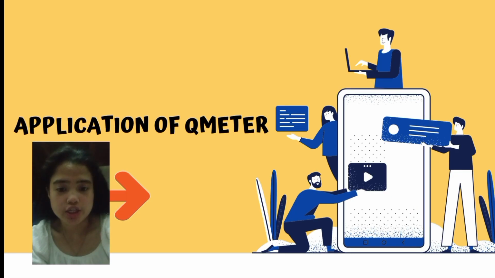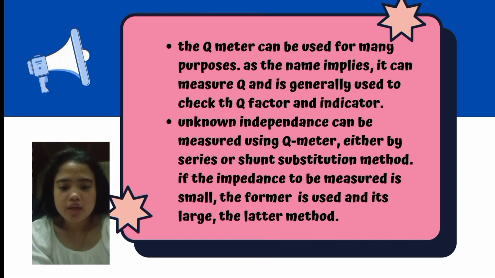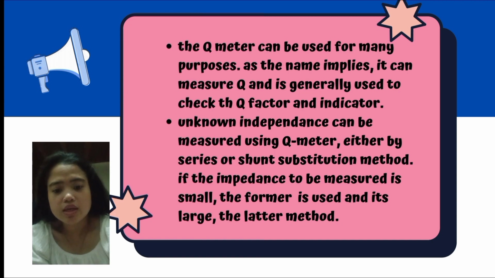Applications of the Q-meter. The Q-meter can be used for many purposes. As the name implies, it can measure Q, and it's generally used to check the Q factor of an inductor. Unknown impedance may be measured using a Q-meter either by the series or shunt substitution method. If the impedance to be measured is small, the former is used, and if it's large, the latter method.